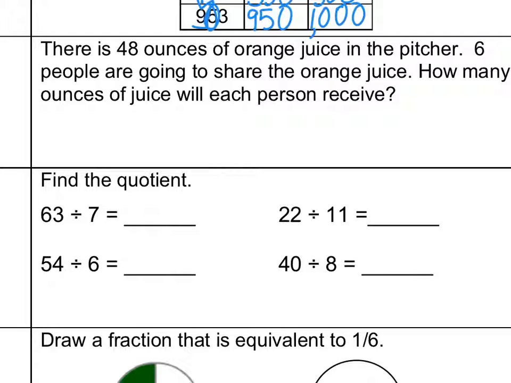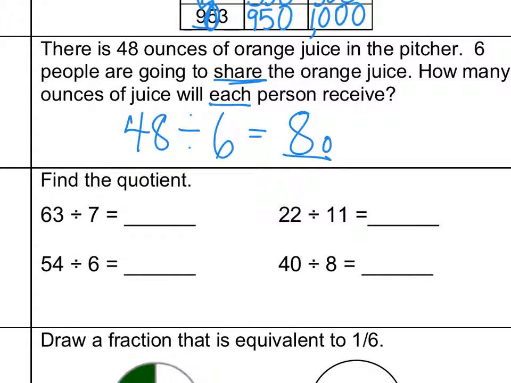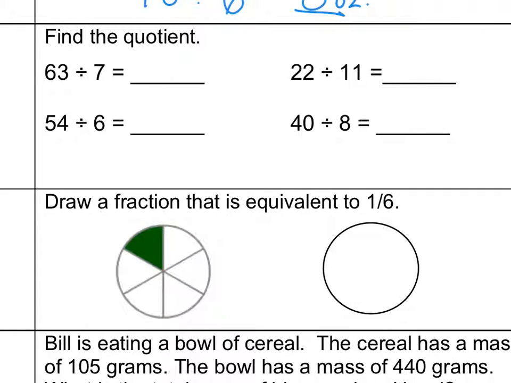There are 48 ounces of orange juice in the pitcher. 6 people are going to share the orange juice. How many ounces of juice will each person receive? We've talked about things like sharing and how much will each person get. Those are clues that you need to do division. So 48 ounces divided among 6 people. Something times 6 is 48. 48, the cake is 48, and it was in the shape of an 8. So 8 ounces, you can abbreviate that OZ, of juice. That's what each person will get.